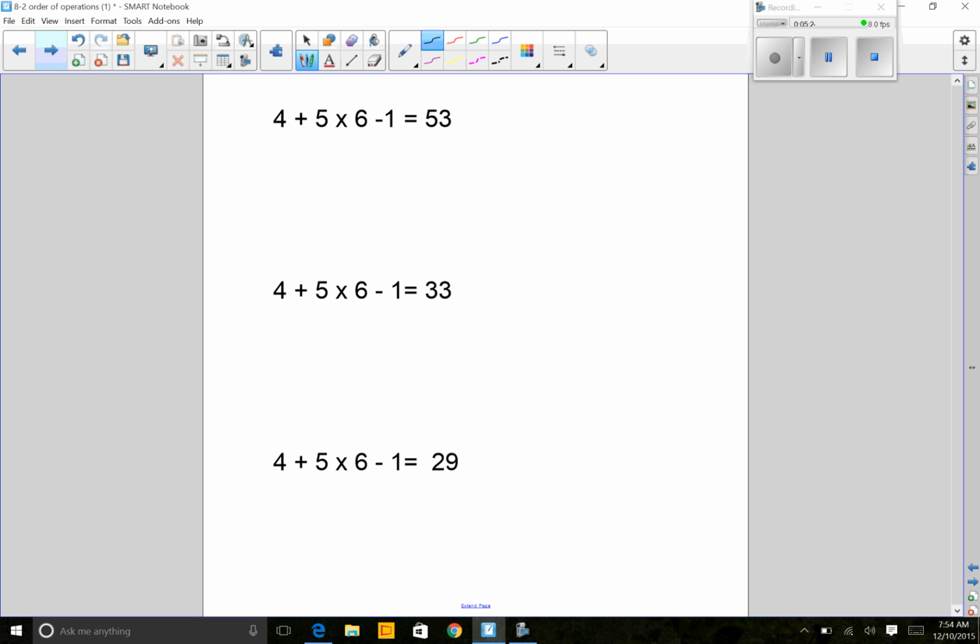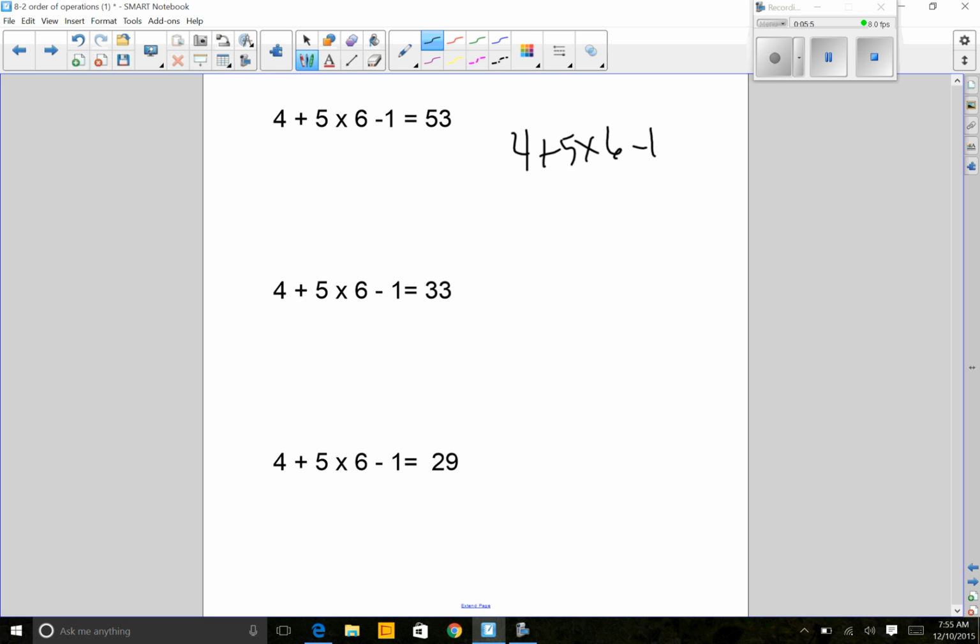Okay, the other thing they might do to you is they might give you an equation and say, I want you to insert some parentheses into this to make it true for this statement. So I've written this 3 times, and I'm gonna write it correctly for starters. 4 plus 5 times 6 minus 1.